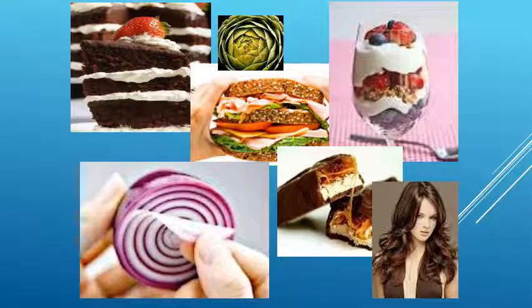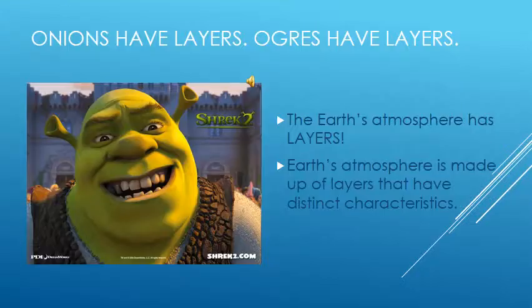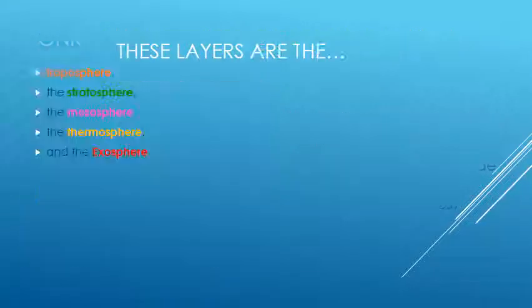Know that many things in life come in layers. The atmosphere is one of them. Some of them you can eat, some you can't. All right, so we know that onions have layers and ogres have layers. We know that line from Shrek. And the Earth's atmosphere has layers, and each layer has its own distinct characteristics.